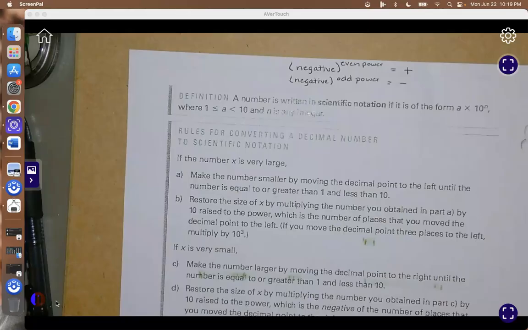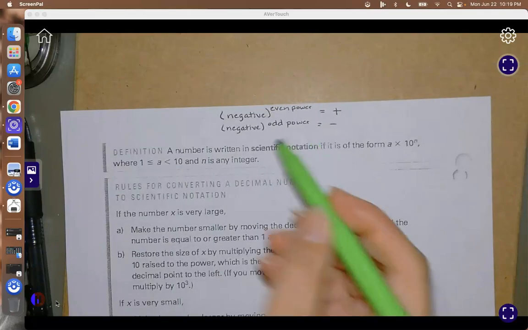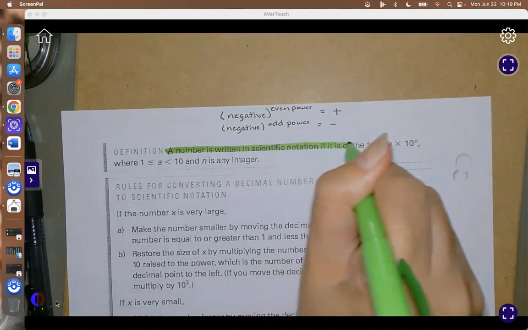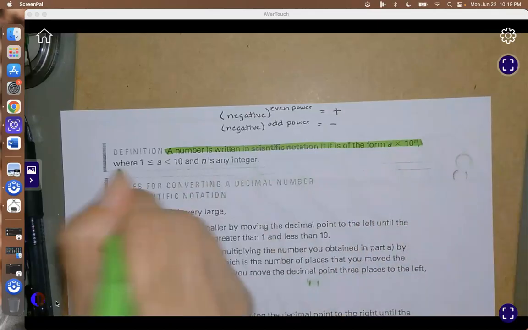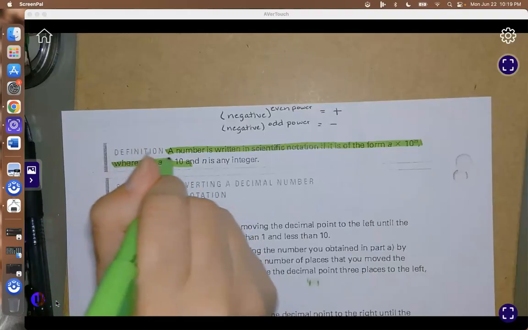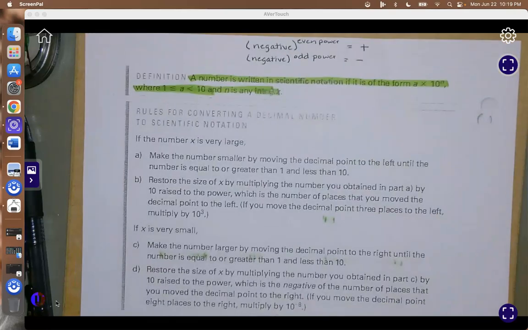All right, now, moving on to scientific notation. A number is written in scientific notation if it's of the form a number times 10 to a power, where the number is 1 or bigger, and less than 10. Okay, so that means up to 9.9999999. Okay, so how do we do scientific notation?